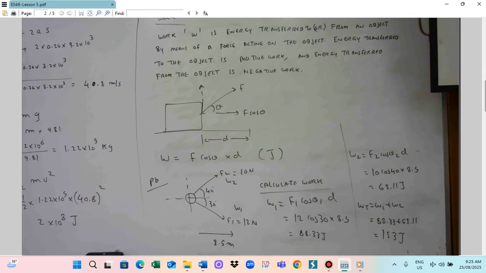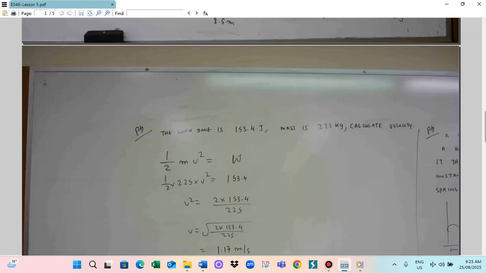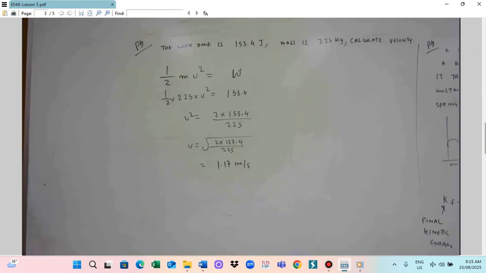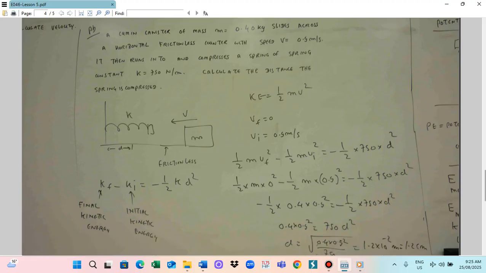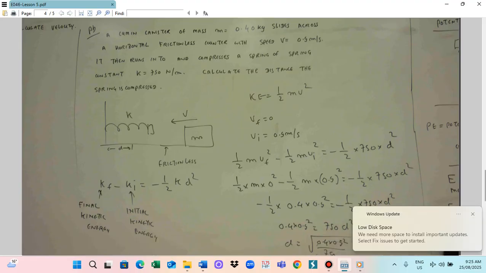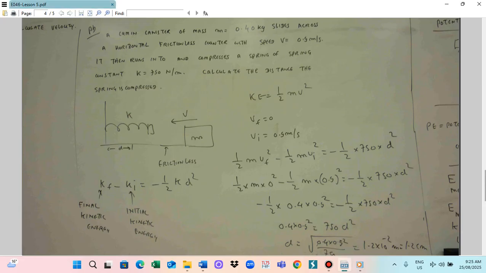In the second problem, when there's a force at an angle theta, you have to determine the horizontal force. Horizontal force multiplied by distance gives the work done. The third problem is to calculate the velocity: if you know the work done and the mass, you can calculate the velocity. The fourth problem is the spring problem. For the spring problem, the final kinetic energy minus the initial kinetic energy is half K D squared, where K is the spring constant and D is the distance.